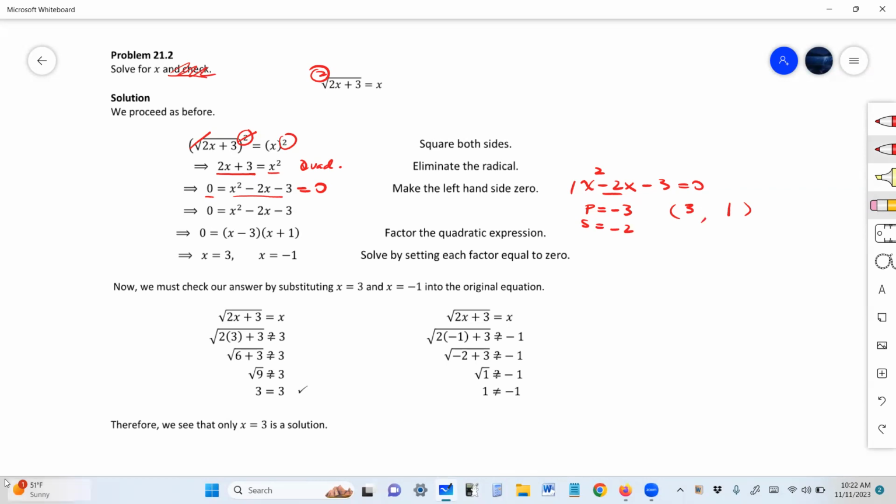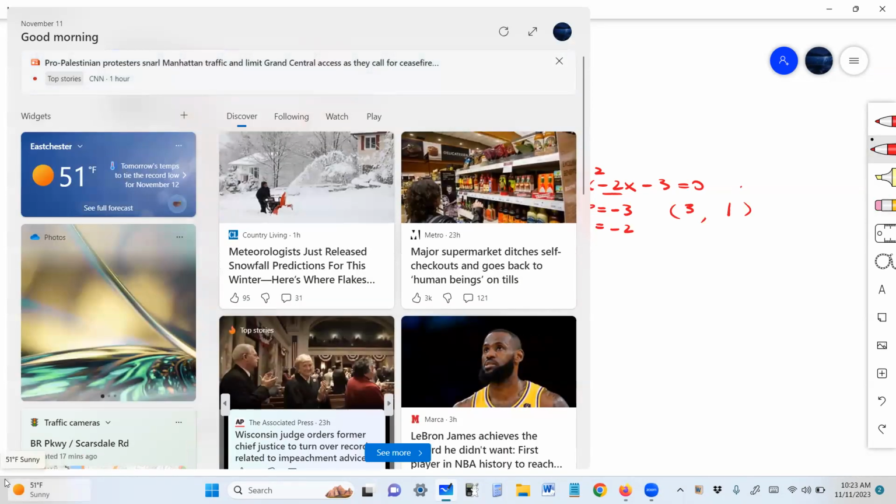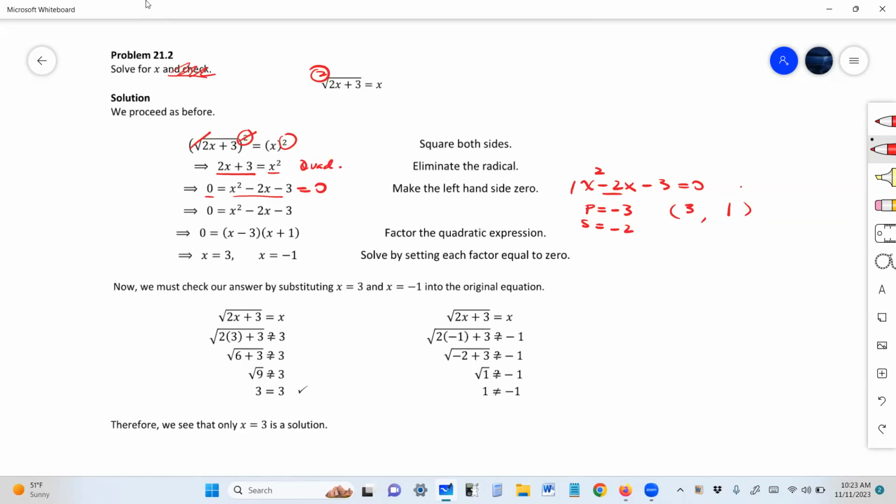So then we understand that the minus goes on 3, positive 1. So let's see it again. So -3 times +1 is -3, and -3 plus +1 is -2. All right, so this is correct. And then we can rewrite the middle term using these two elements. So x squared minus 3x plus 1x minus 3 equals 0.